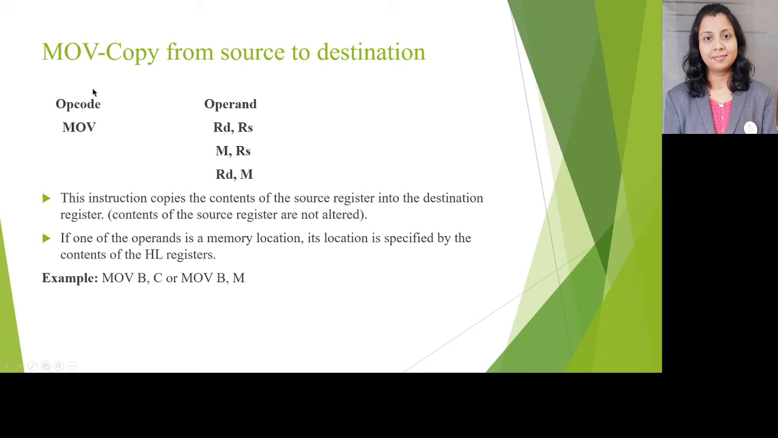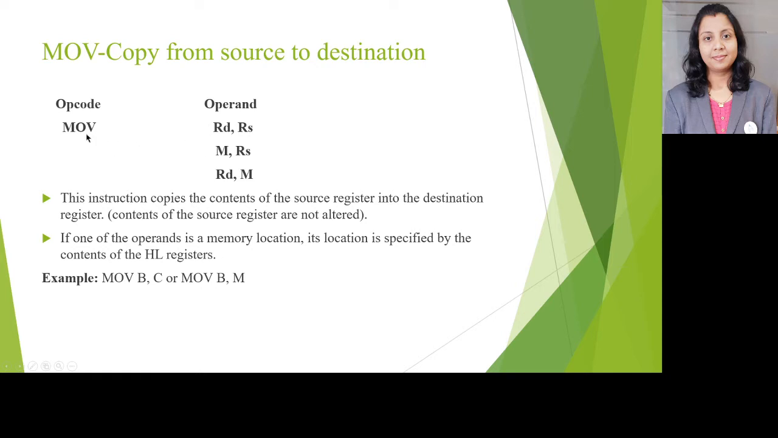The first instruction in the data transfer instruction set is MOV, M-O-V. What it does is it copies the data from source to destination. What is the opcode and the operand? MOV is the opcode. Operand may be register destination, register source, or memory to register, or register to memory. This instruction copies the contents of the source register into the destination register. Contents of the source register are not altered. If one of the operands is a memory location, its location is specified by the contents of the HL registers.